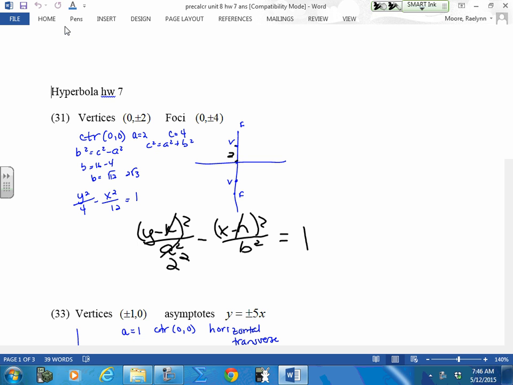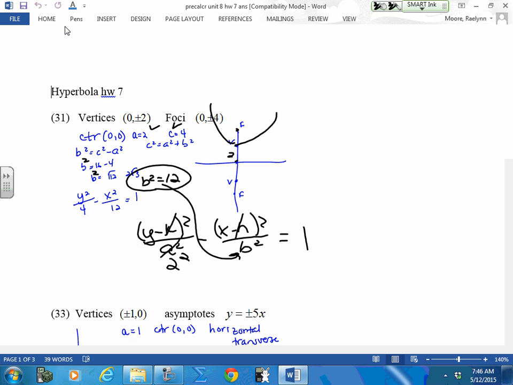Okay, then they give you your foci points. Your foci are at 0, 4 and 0, negative 4, because your hyperbola is opening up and opening down. So now, the distance from 0 to 4 gives you C. Now you've got your A and your C, and you can find your B. All you need to do is find B squared, and plug this in. And now you have your whole equation: y squared over 4 minus x squared over 12 equals 1.